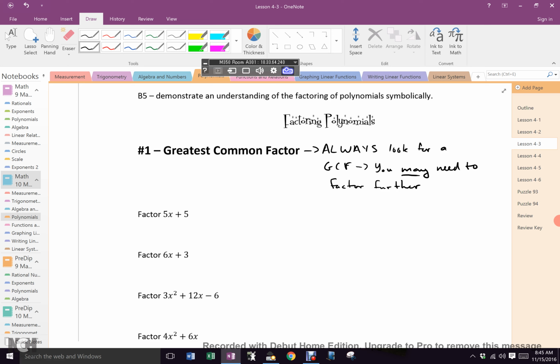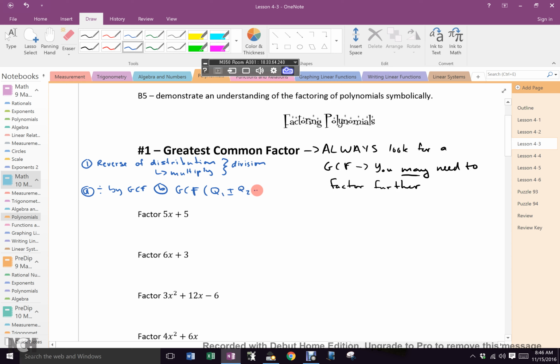Anyways. So, we remember a couple of facts about greatest common factor. One, it is the reverse of distribution. Now, what math is distribution? There's only four maths. What math is distribution? Multiply. So that must mean that greatest common factor is the reverse of multiplying. So it is division. And we remember we follow the simple pattern of A, divide by the GCF, and B, rewrite GCF bracket quotient 1 plus or minus quotient 2 and so on.